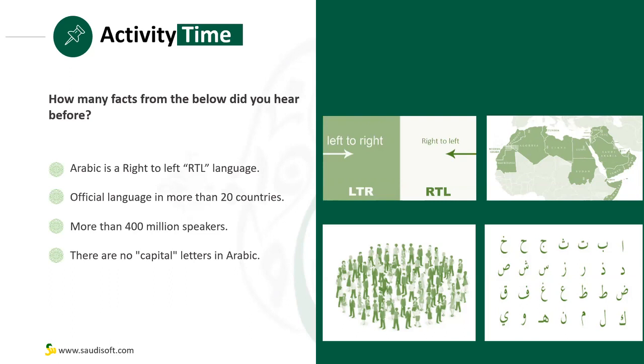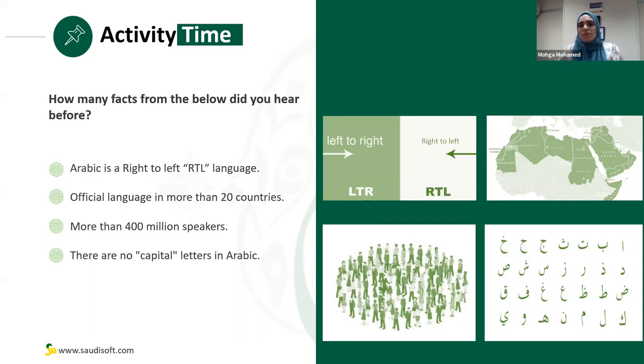Everybody said Arabic is a right to left language. And then some people said it's the official language in more than 20 countries, has more than 400 million speakers, and there are no capital letters in Arabic. Yeah, good. Great. Actually, some of you know some good information about the Arabic language, and this is great.